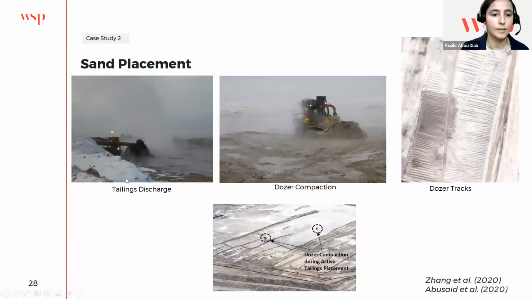More photos. Here we are showing the tailings discharge inside the cell, and you can see the dozer here. The dozer would go spread the tailings sand and compact it, and this is how our sand looks after being compacted with the dozers. You can see all the dozer tracks. Here is a zoomed out view where we can see the dozers during active tailings placement.